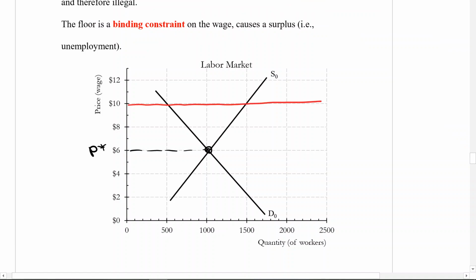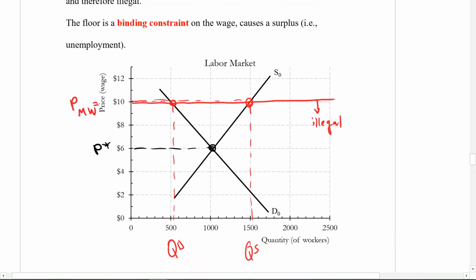So let's call it $10. So now anything below $10 is illegal, the price for the minimum wage. And so now our $6 equilibrium is illegal. Firms have to start paying their workers $10. So we take our $10 over to the demand curve. There's our quantity demanded. And we take it over to the supply curve. There's our quantity supplied.